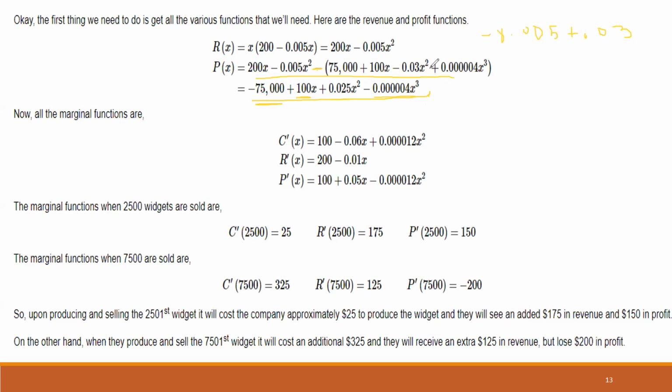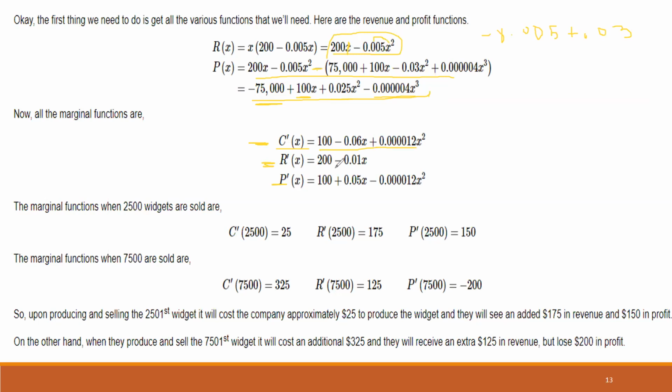So let's find our marginal functions. If I find the first derivative of the cost function, this is called my marginal cost function, my marginal revenue function, my marginal profit function. The cost function was given, and when we differentiate that, we get this. The revenue function was this. When you differentiate this, we get 200 here. We bring this 2 in front here, and then we minus.